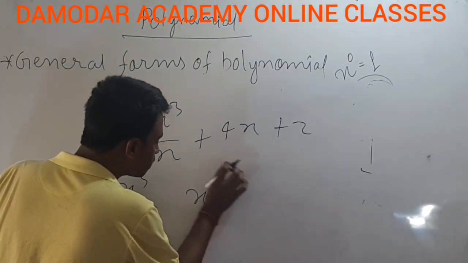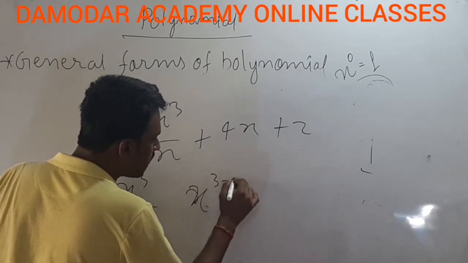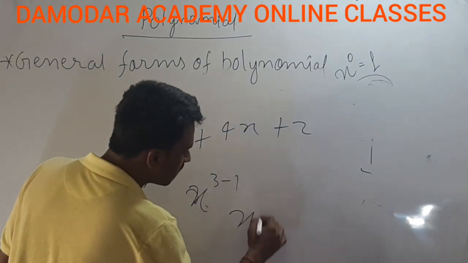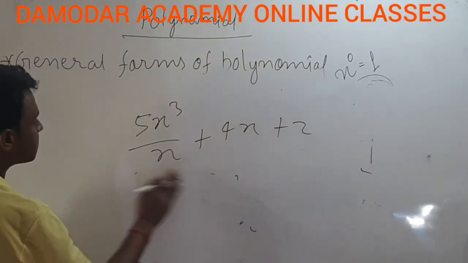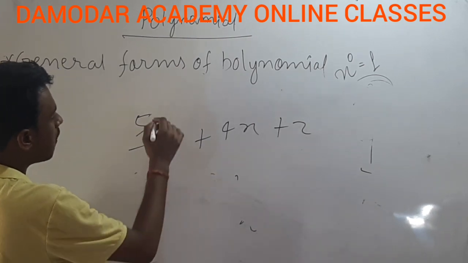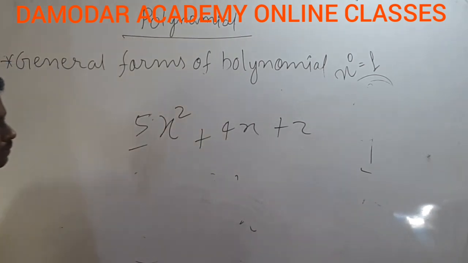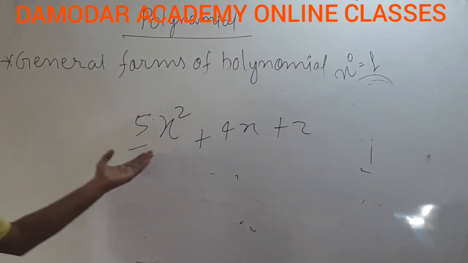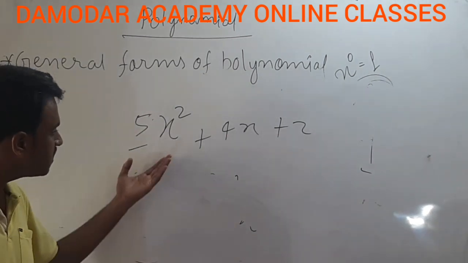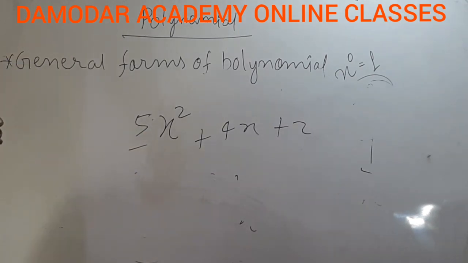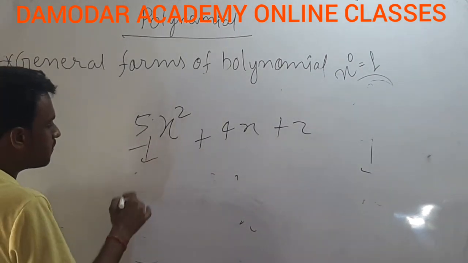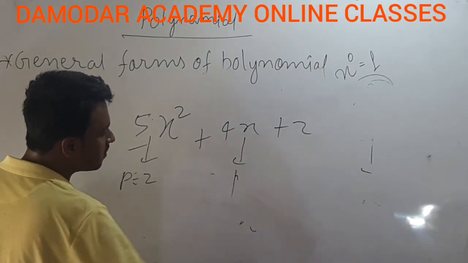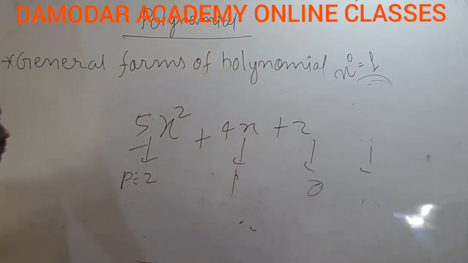What will it be? x raised to power 3 minus 1. Okay? That means x raised to power 2. This expression can be written in the form of x raised to power 2. Now, it is just like the previous expression, and you will find the degree of this polynomial. What is the degree of this polynomial? For the first term, the power is 2. For the second term, the power is 1. For the third term, the power is 0.